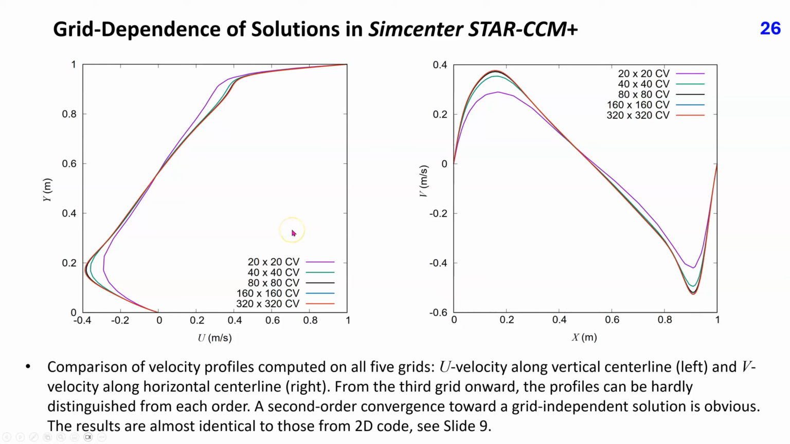See slide 9. The SIMPLE algorithm is used in both cases, but in Simcenter STAR-CCM+, convection fluxes are discretized using the second-order upwind scheme, while in the 2D codes, central difference approximation, that is linear interpolation, was used in all cases.